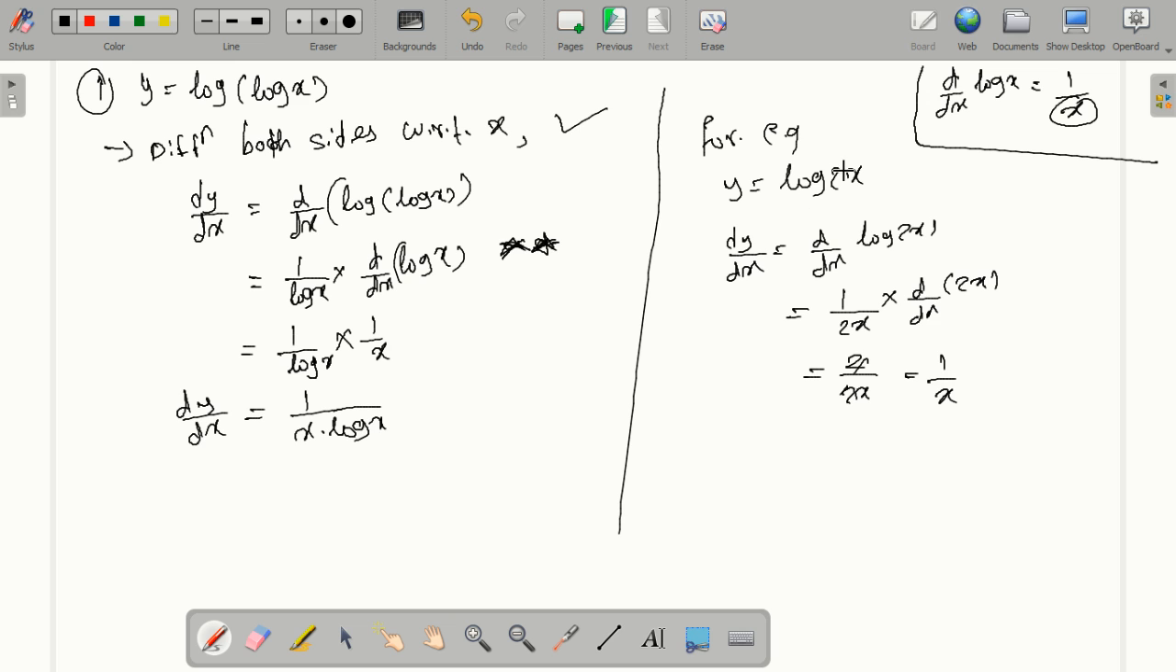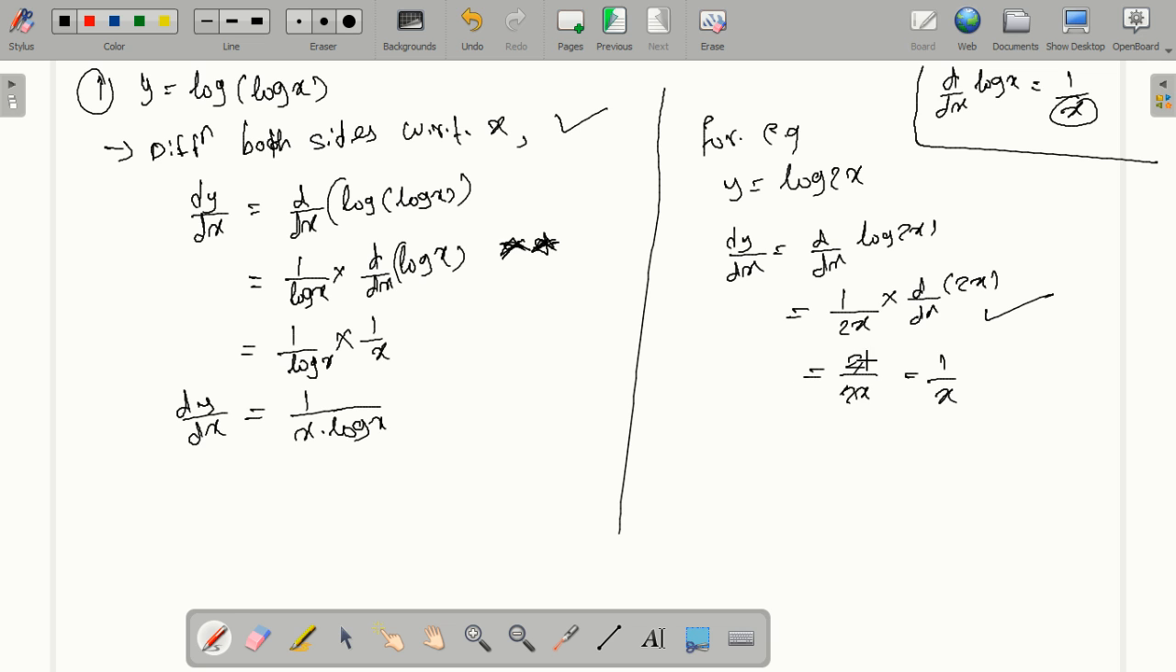Remember that here, instead of x, if there is some composite function of x, you need to again apply the derivative of that composite part. And this is also the chain rule, right? You find some derivative into d by dx of the composite part, right?